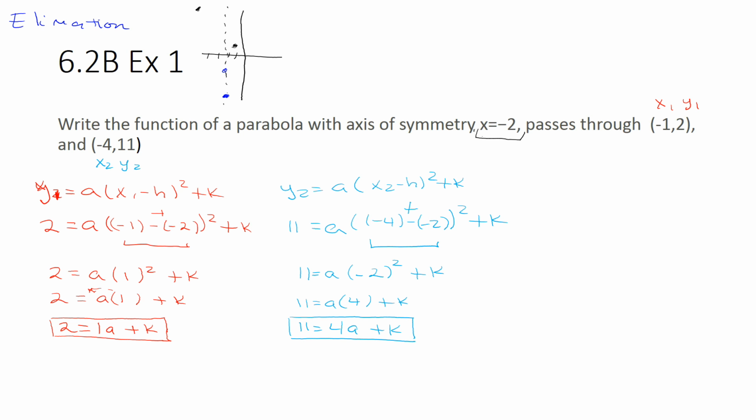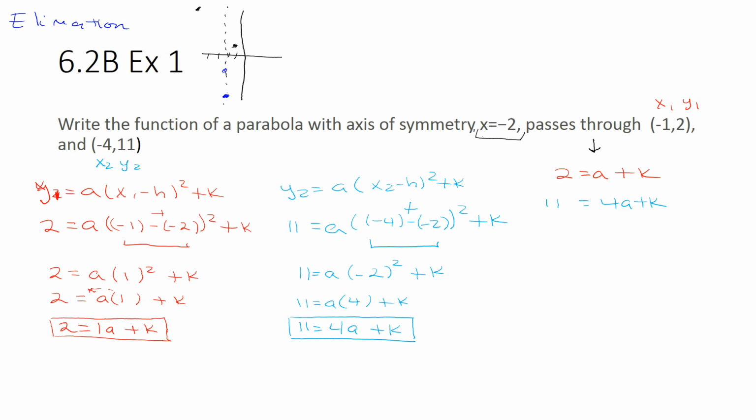All right. Now, in order to solve a system, you're going to need to line up your equations. So I'm just going to rewrite them over here on the right. So we have 2 is equal to a plus k, and 11 is equal to 4a plus k. Now remember, when you solve using elimination, you first need to choose a variable to eliminate. So I'm going to go ahead and choose a.